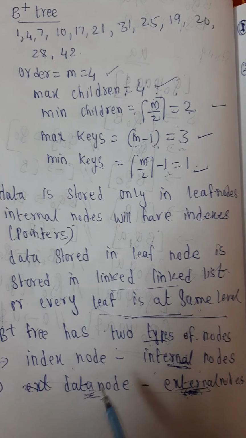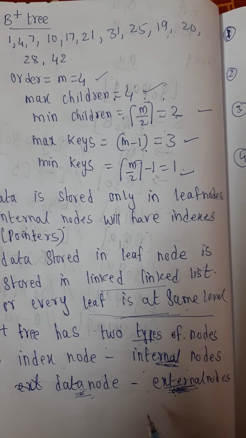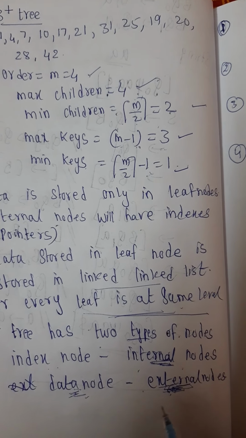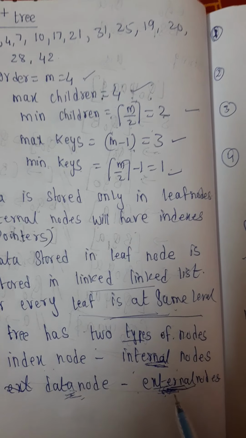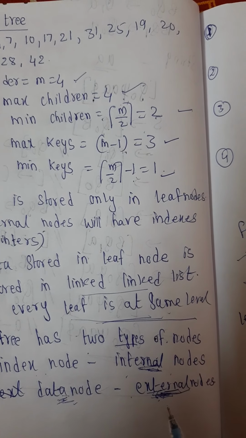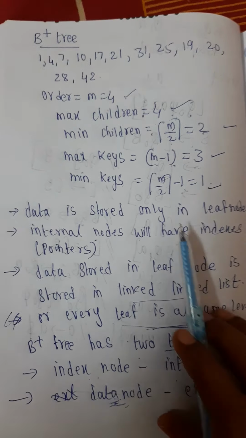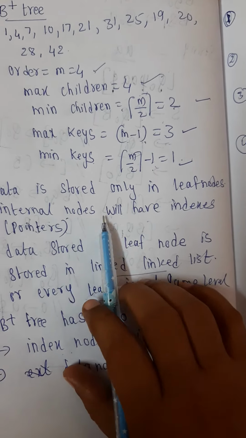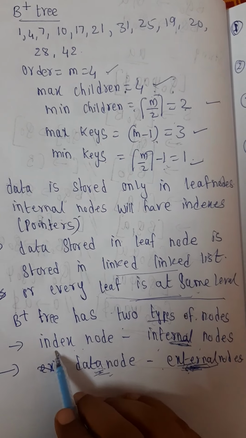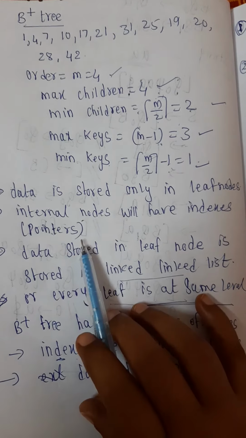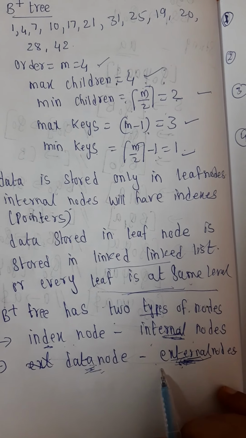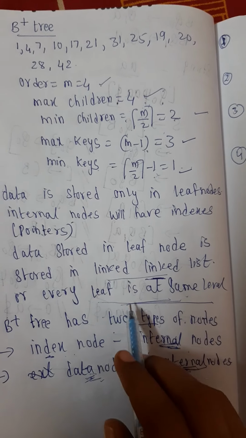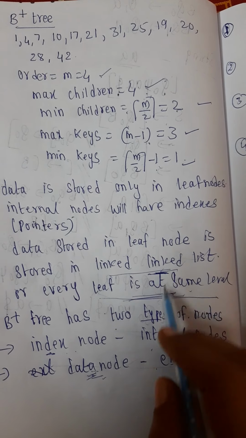But in the B tree, in the internal nodes and in the leaf nodes you are storing the data, but here you are storing the data only in the external nodes. That means you are storing the data only in the leaf nodes. Internal nodes will have indexes, nothing but addresses. Each leaf node is connected with a linked list here, and they are at the same level. I'll explain what this is.